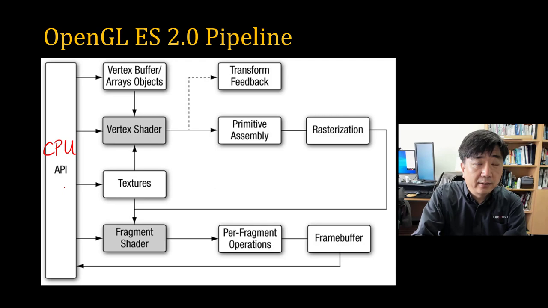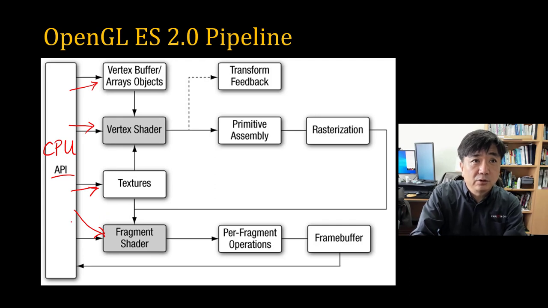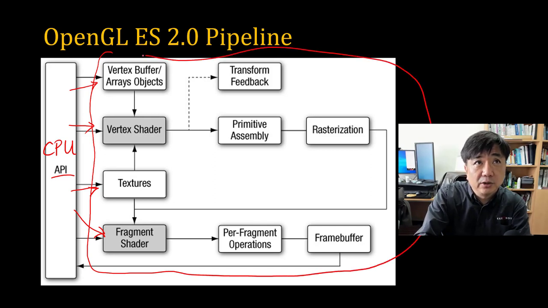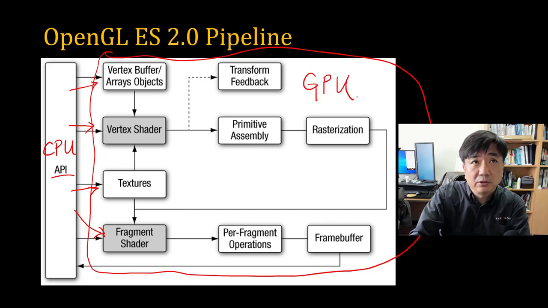We make the GL application, and using the graphics API, OpenGL ES or WebGL, every time we execute a GL API call, the API will send data to the vertex buffer, send a program to the vertex shader, send a program to the fragment shader, or send a texture image to the texture buffer. After sending data and setting the status variables of the GL pipeline, we execute the GL draw command. Then the right side of the graphics pipeline is executed on the GPU, the graphics processing unit.